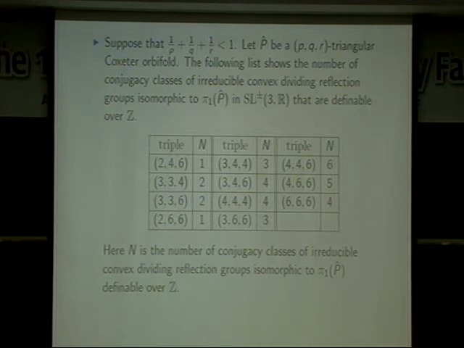Well, suppose that 1 over p plus 1 over q plus 1 over r is less than 1, and let P be a pqr triangle orbifold, as told before. The following list shows the number of conjugacy classes of irreducible convex dividing reflection groups isomorphic to this fundamental group in SL plus minus 3 R that are definable over Z. So these are lists. Here, N is the number of conjugacy classes of irreducible convex dividing reflection groups isomorphic to pi 1 that are definable over Z.